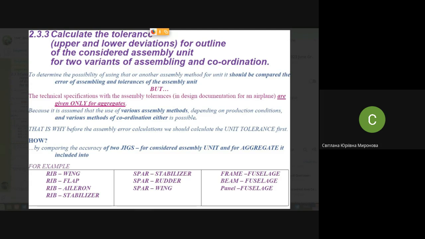You might know only the aggregate tolerance as a whole, like wing tolerance, the outer contour of the wing, for instance, which should be not worse than a given value. But what about the spar which is inside the wing? Or what about the frame of the fuselage? You can't say what your tolerance is. Once again, remind you what tolerance means.